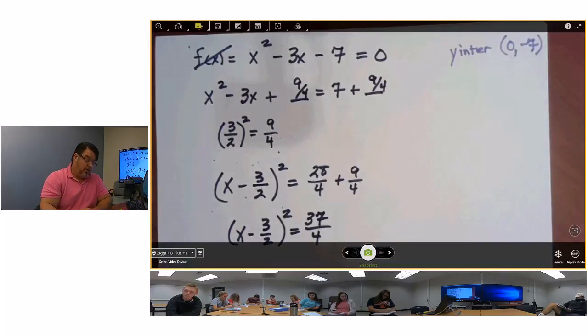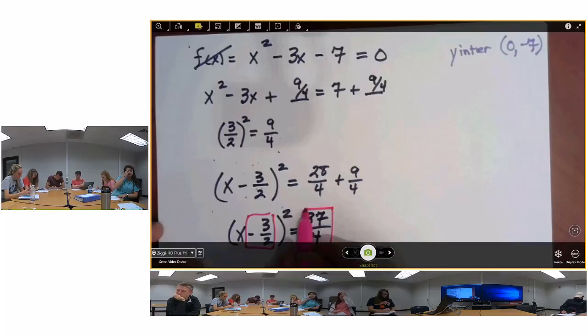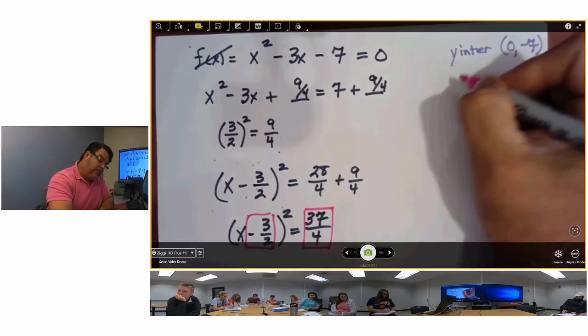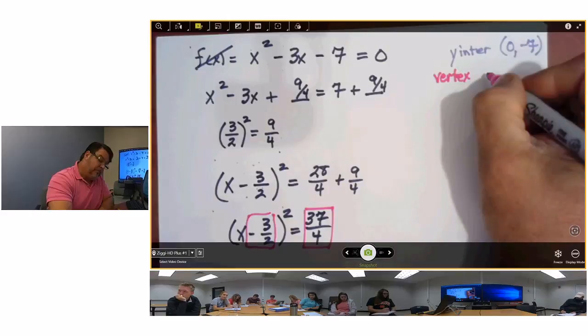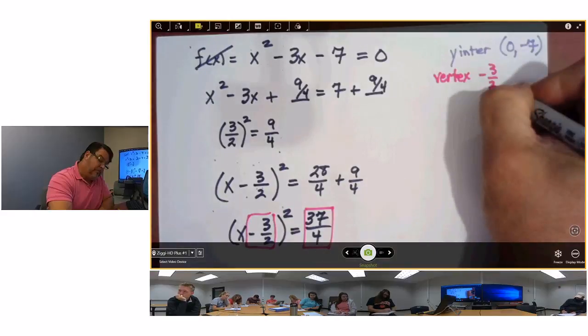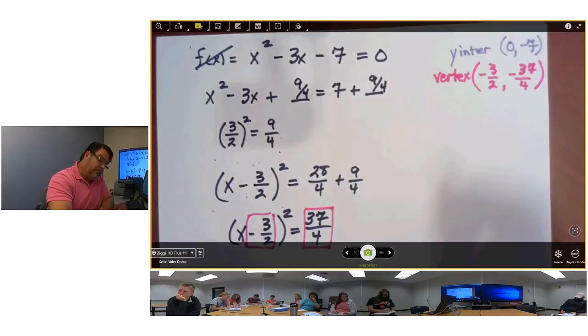So I know y'all already knew that, right? So our vertex is the opposite of this guy and the opposite of this guy. So our vertex is 3 halves and -37/4. Now solve for x.